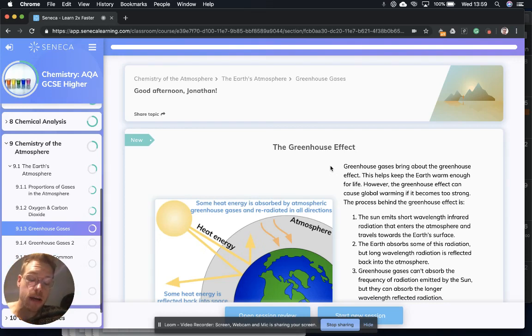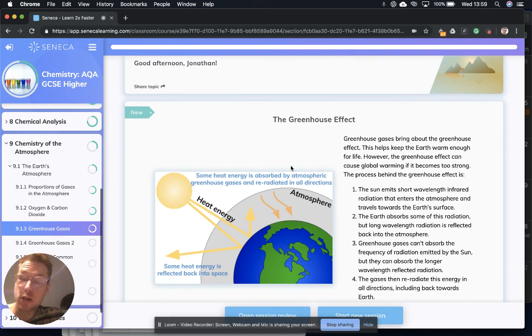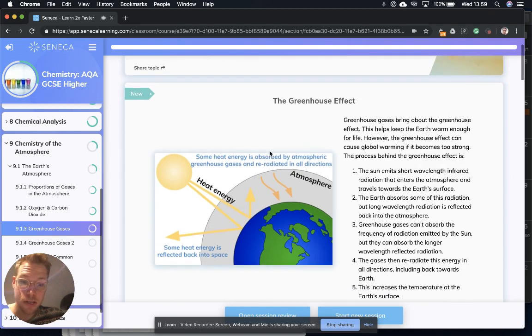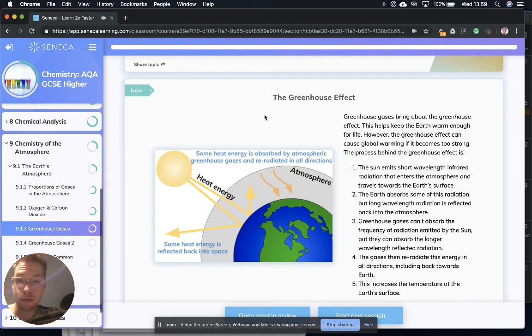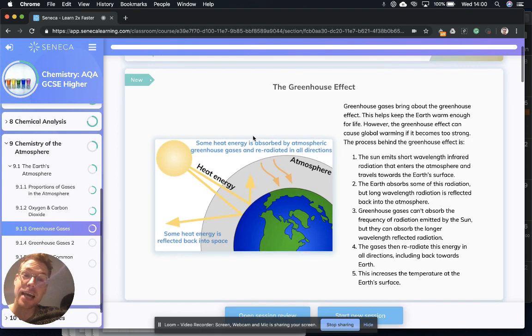It's Jono here to talk about the greenhouse effect and greenhouse gases for your GCSE chemistry exam. Important topic and also important for life in general and for what's going on in the world. So let's dive into it and talk about the greenhouse effect. Greenhouse gases bring about the greenhouse effect. This helps keep the Earth warm enough for life. However, the greenhouse effect can cause global warming if it becomes too strong.